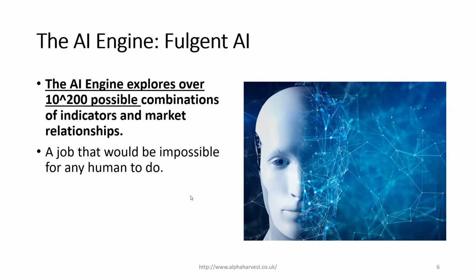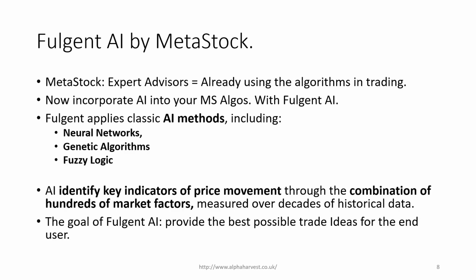In the next section, for those of you that are new to AI Traders Live and artificial intelligence investing, we're going to look at how the AI engine actually does what it does in a little bit more detail, as to how this artificial intelligence generates its trading ideas. In essence, the tip of the iceberg explanation is the AI engine explores 10 to the power of 200 different possible combinations of indicators and market relationships. Now, this is a job simply impossible for a human to do. It uses genetic algorithms, among other things, and the AI identifies key indicators of price movement through the combination of hundreds of market factors measured over decades of historical data.